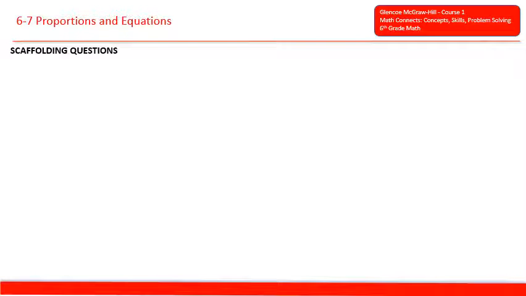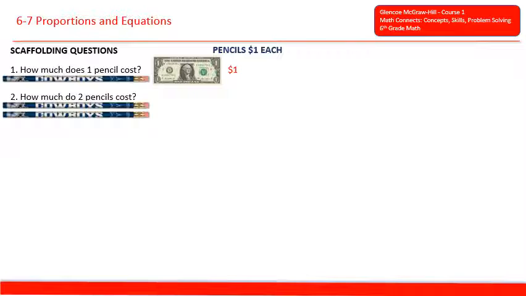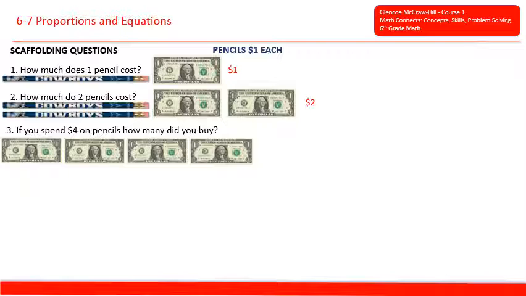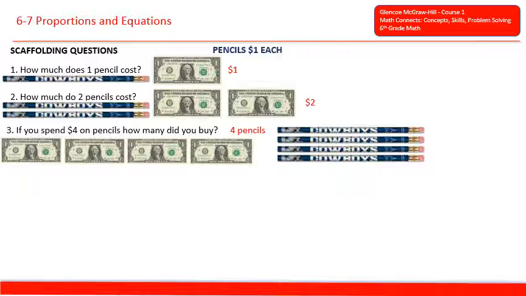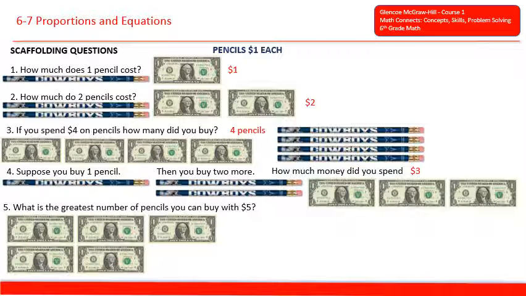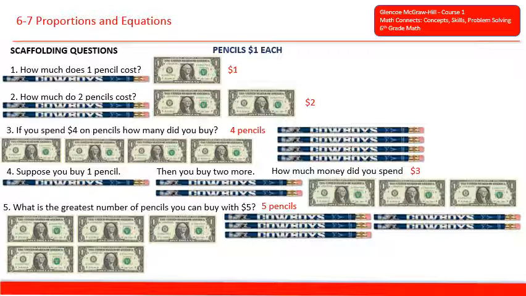Scaffolding questions. Pencils are $1 each. How much does one pencil cost? $1. How much do two pencils cost? $2. If you can spend $4 on pencils, how many did you buy? 4 pencils. Suppose you buy 1 pencil. Then you buy 2 more. How much did you spend? $3. What is the greatest number of pencils you can buy with $5? 5 pencils.